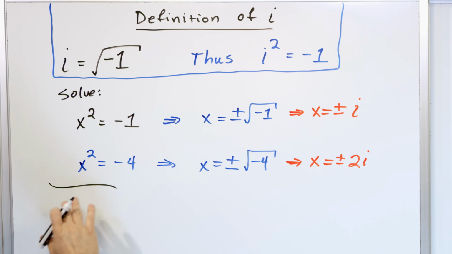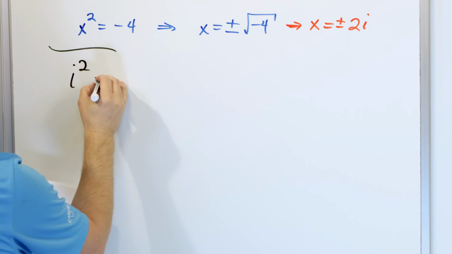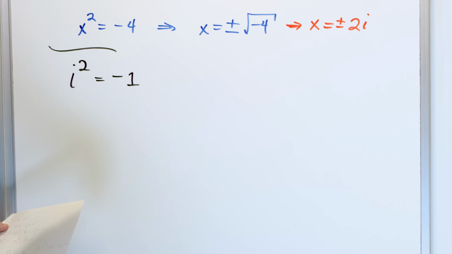So because of that, we can do some simple problems here. Let's just get some practice. The simplest one is, what is i squared? You just replace it with -1. You don't have to think about it. You don't have to prove it.